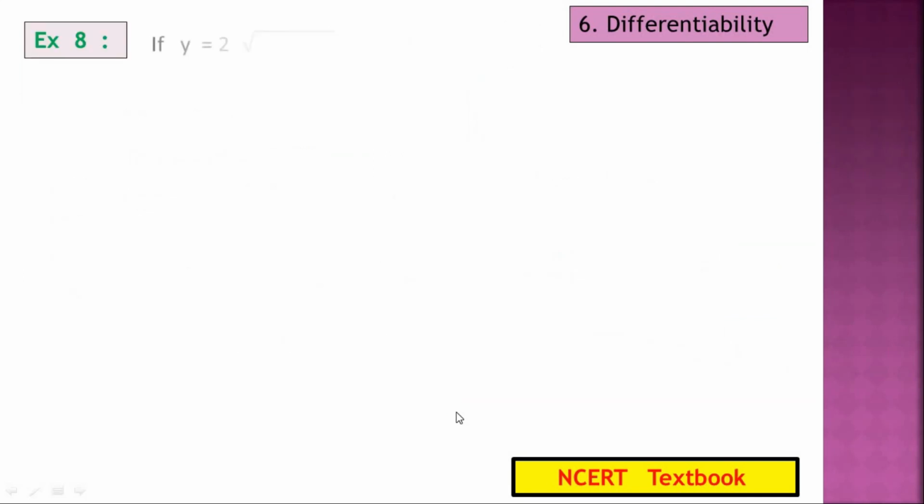Go for the next problem. If y is equal to 2 root cot x square, then find dy by dx. This is also a textbook problem. If y is equal to 2 into root of cot x square. See here, we have three functions. One is the root function, root of f of x, that is composite. After that, whatever f of x is, it is also composite. It is not cot x, it is cot x square. So here, this is f, this is g, and this is h. I hope you understood these three types.